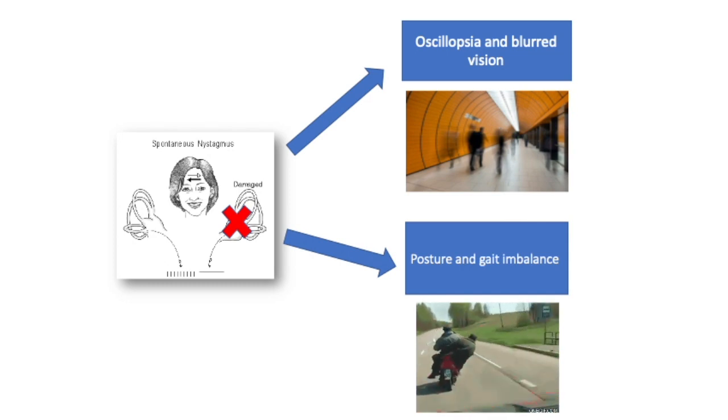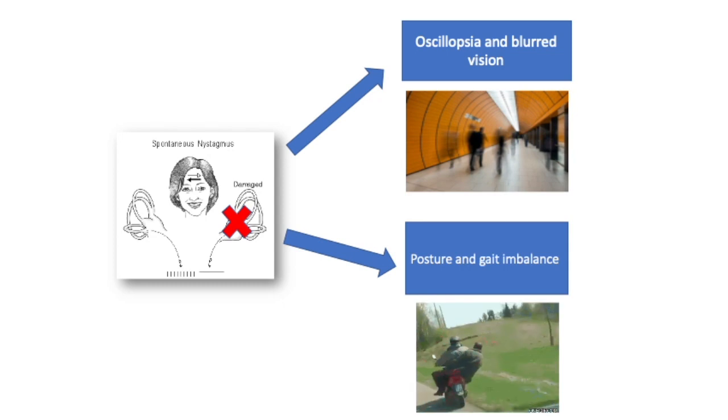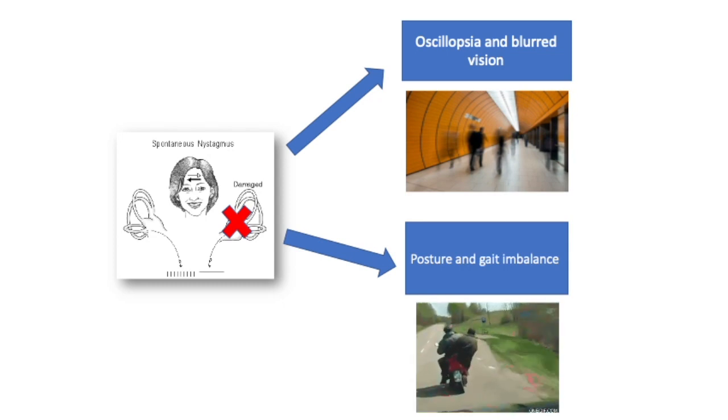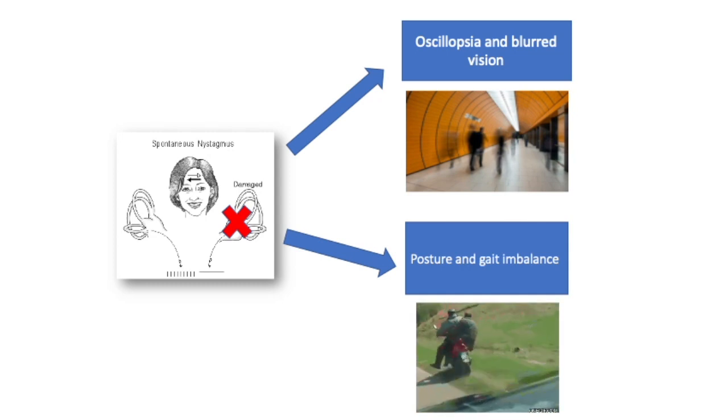As you can see in the picture, the patient has a left vestibular hypofunction. This type of lesion causes two big problems. One of them is oscillopsia and blurred vision. The other is posture and gait imbalance. In this lecture, we are going to focus on the upper arrow.